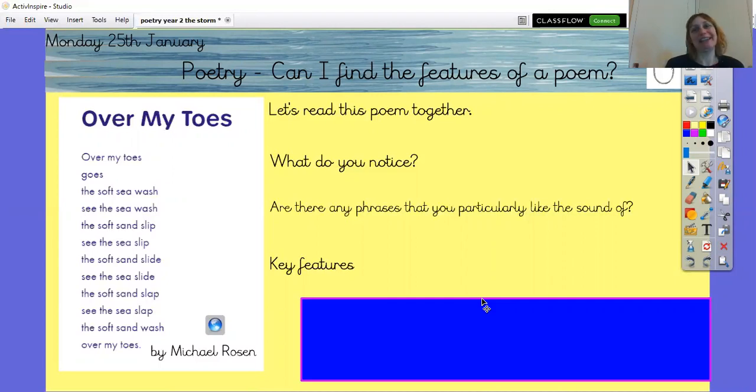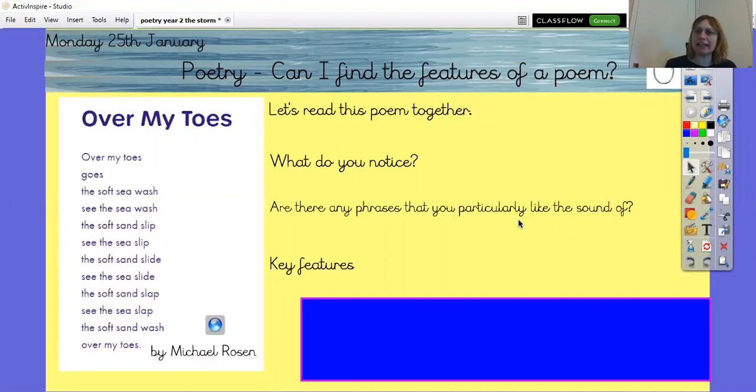I hope you enjoyed that. It's really lovely to hear the poem read by the author who wrote it. And I wondered if you noticed anything as he was reading it. Are there any phrases that you particularly liked the sound of as he was reading? It did make me smile, the way he really pronounces some of the words when he's saying them, like see the soft sea wash. He was really stressing the sounds as he was speaking.